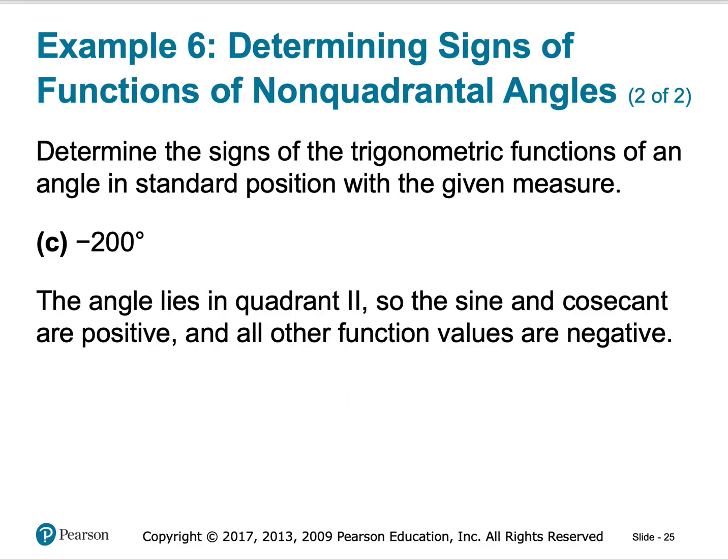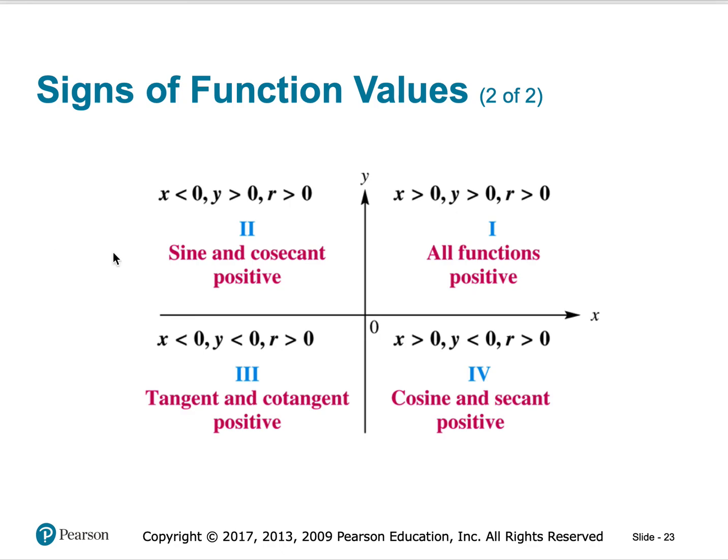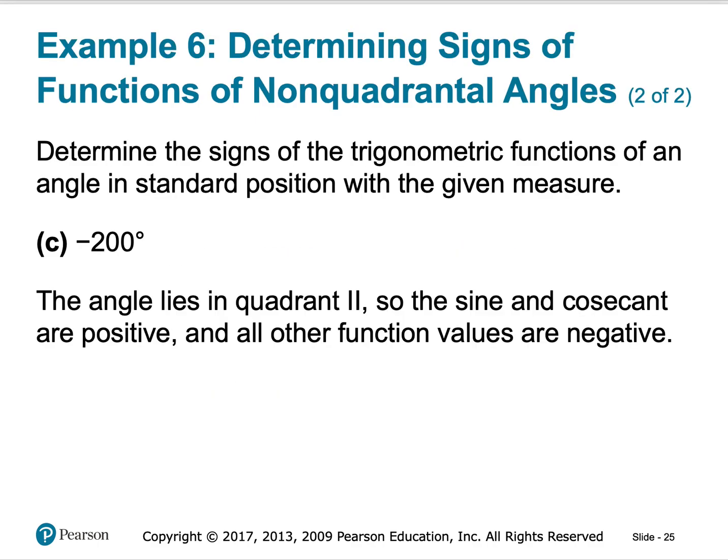When we have negative 200, let's remember how that works from our previous lesson. Negative 200 means we're going to go this way. So this would be 0, this would be 90, this would be 90, and 180, 180 to 270. So if I'm reversing everybody, that puts me in quadrant 2 because it's between 180 and 270. So sine and cosecant are positive, and all of my other trig functions are negative.